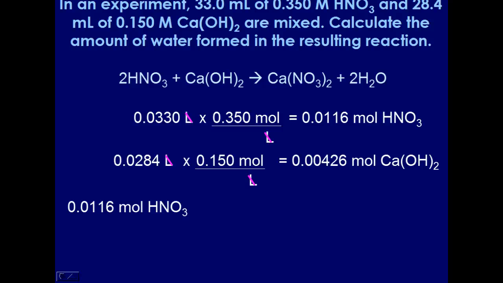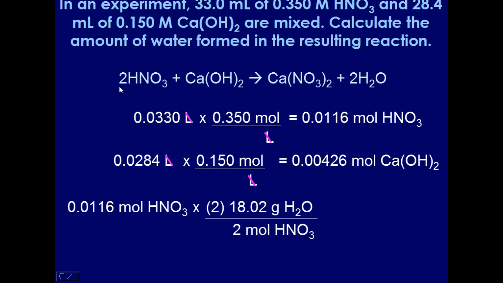I'm going to start with my nitric acid, and figure out from that amount of nitric acid how much water I can make. You typically can't measure moles, but you can measure grams. So I'm going to find out the grams of water I could make in this reaction. For every 2 moles of nitric acid, according to my balanced equation, I would need 2 moles of water, and since I want grams, that would be 2 times 18.02 grams of water. The moles of nitric acid cancel out. I multiply across, divide by 2, and I get 0.209 grams of water.